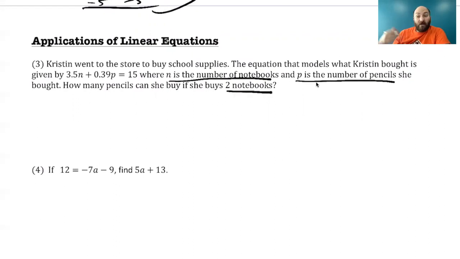Okay, so if I read through this, 2 notebooks is going to represent n. So I know part of this problem. I'm going to have 3.5 multiplied by 2 plus 0.39p equals 15. Okay. So from there, my order of operations, first thing I got to do is multiply these together before I can do any solving. So 3.5 times 2 is going to give me 7.